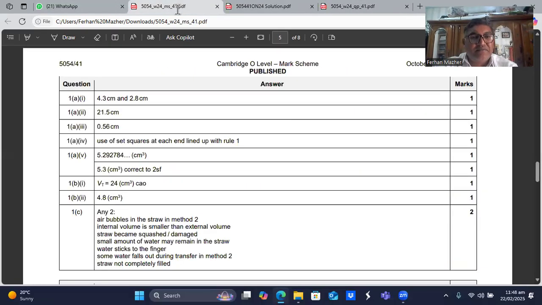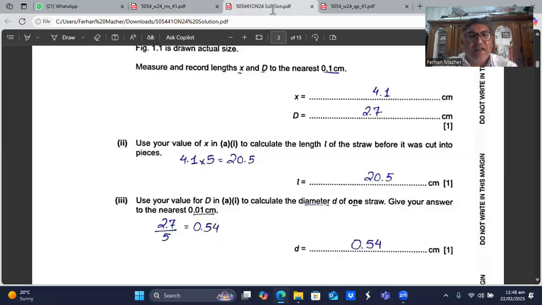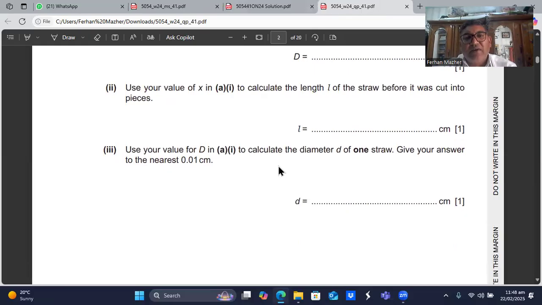Let's check the answer. The answer is 21.5. Our answer is 20.5 because this value, they said, will be 4.3 because of the photocopy. Our answers are a little less, a little shorter.